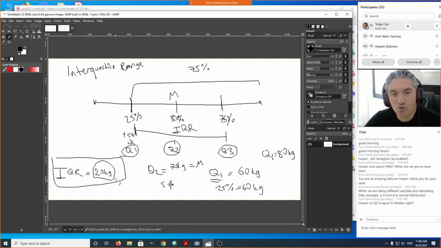The smaller the interquartile range, the more it means that almost half of your population is within this range. The interquartile range is a sample statistic that we collect.